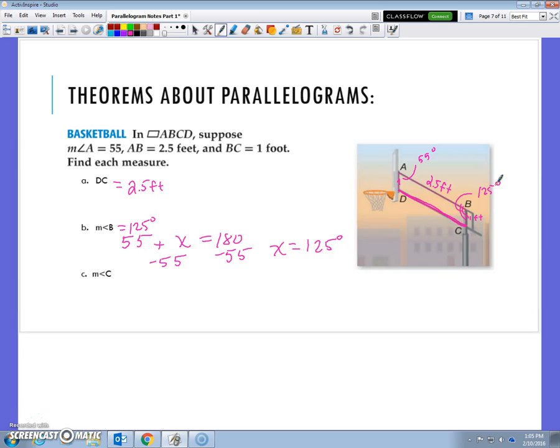And finally, if we're looking for measure angle C, we have a theorem that says opposite angles of parallelograms are congruent. So I know that angle C and angle A must be congruent. If I know angle A is 55 degrees, then angle C must also equal 55 degrees. Okay, so if you're good with your parallel lines, this should be a piece of cake for you. If you need to brush up, then we're going to brush up a little bit.